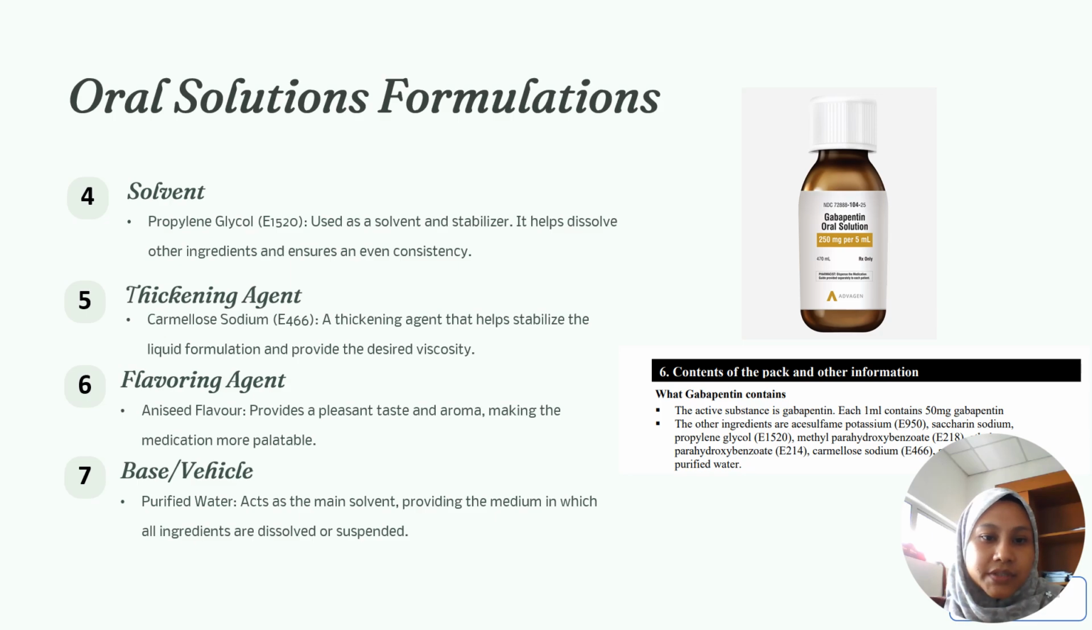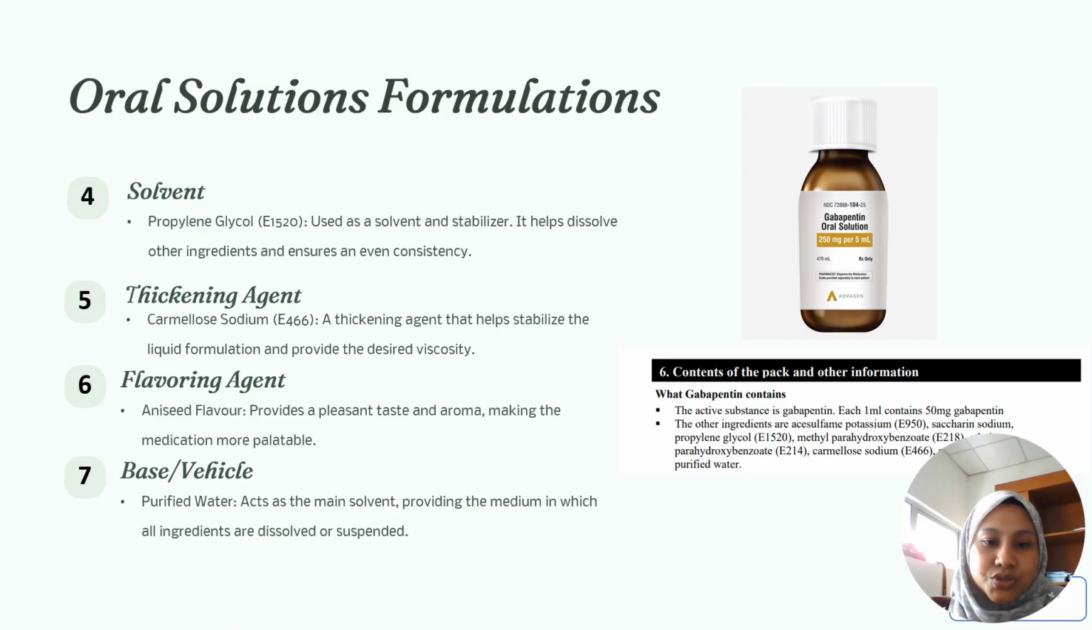So what about solvent? Solvent is basically the liquid that dissolves the active ingredient or other excipients to form a homogeneous solution. So in here, the main solvent used is propylene glycol, and propylene glycol can also act as a preservative. Okay, so they are used as solvent and also as the stabilizer. And another one is thickening agent.